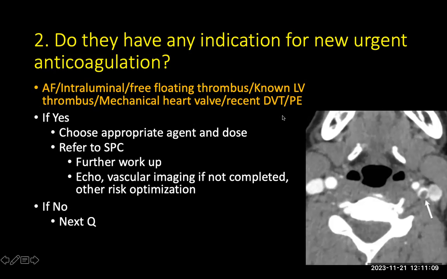But for most of the other patients, you can start the appropriate anticoagulation, choose the right dose, and then refer them to stroke prevention clinic, where whatever tests are pending can be done. So, first question: are they already on anticoagulation? If not, do they have any urgent indication for anticoagulation? And if it's a TIA, as I said, you can start them before sending them to stroke prevention clinic.